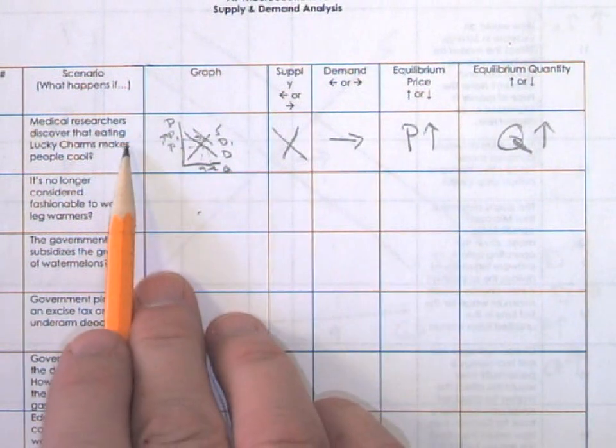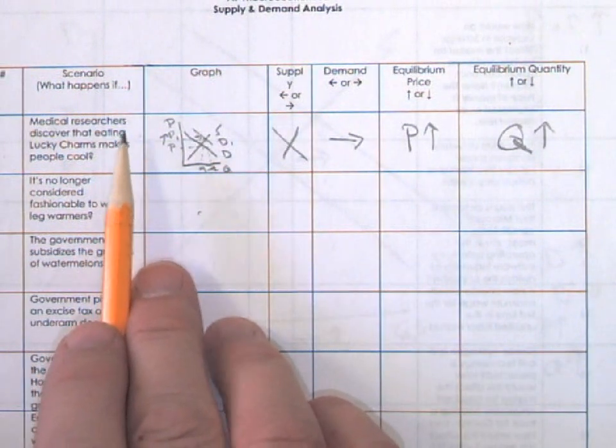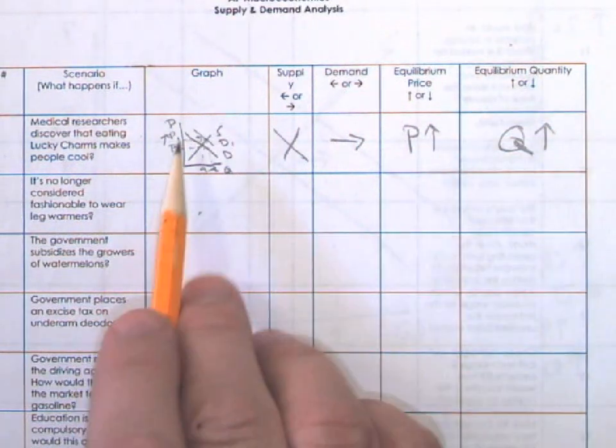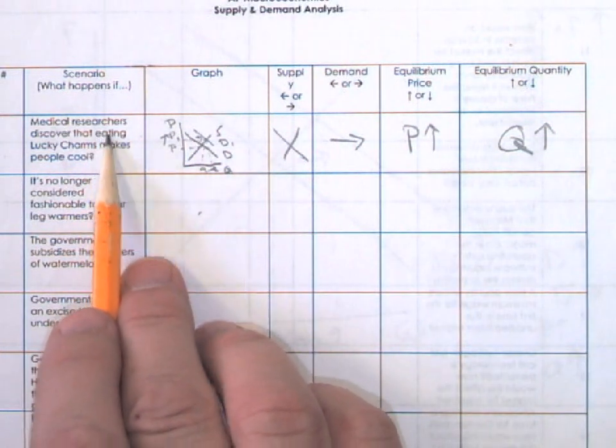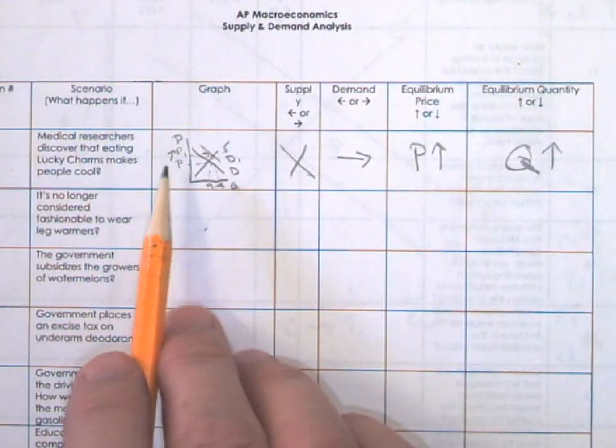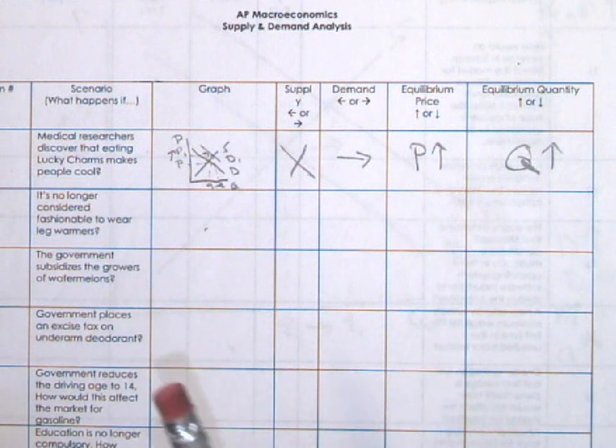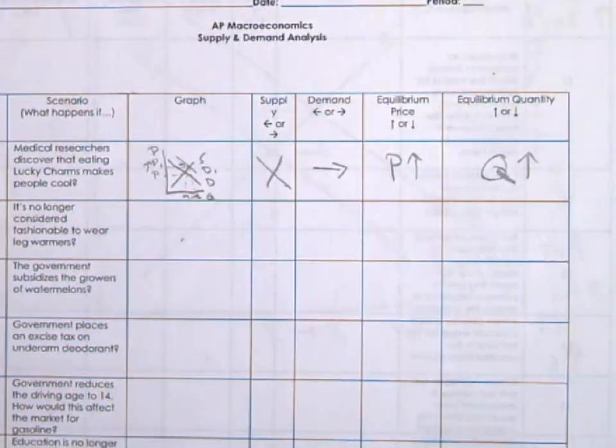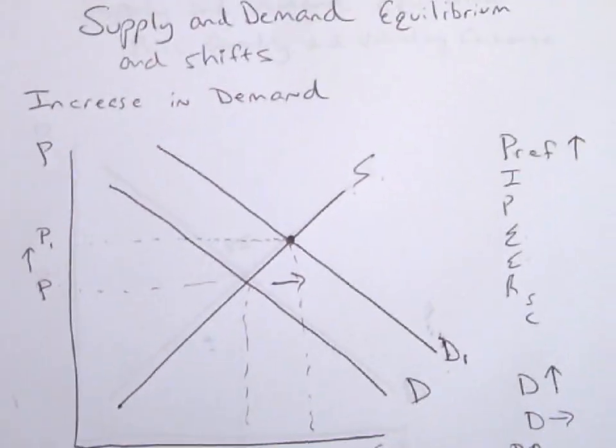So now when I solve this one, I know this one is a demand scenario. So in your problem solving, you have to read through these scenarios and pick out which one is the correct one. So that was an increase in demand.